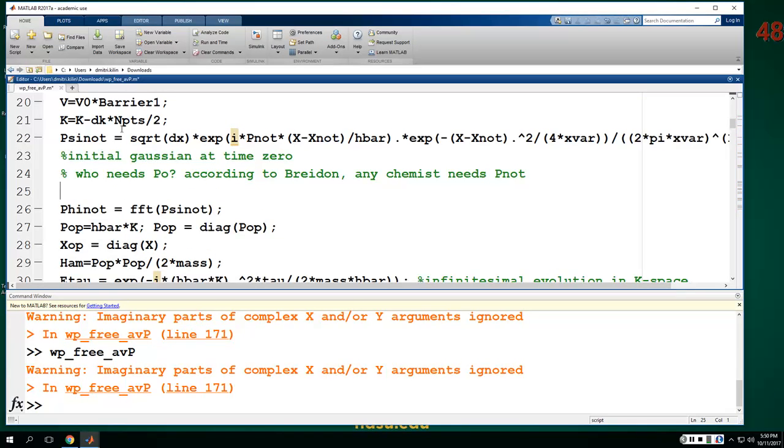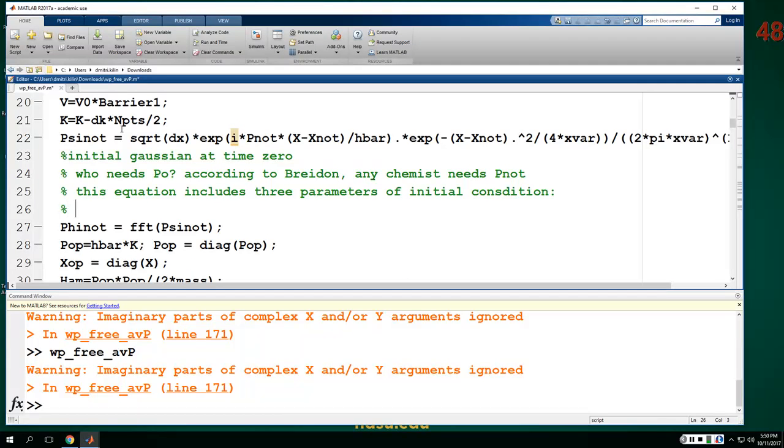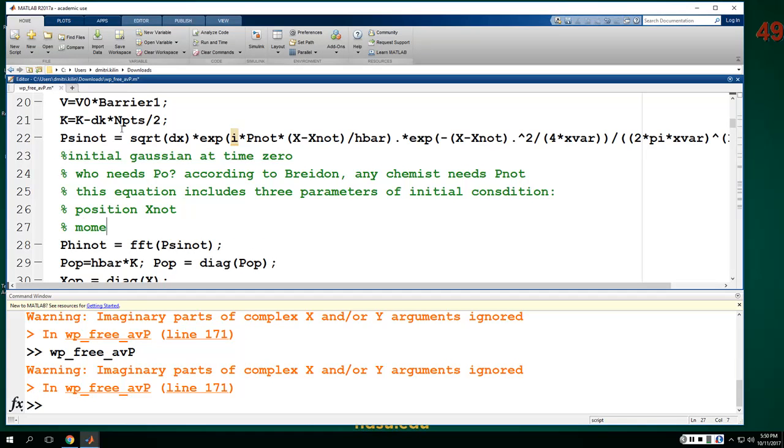What else? This equation includes three parameters of the initial condition: position X naught, momentum P naught, and width of the initial wave function X var.